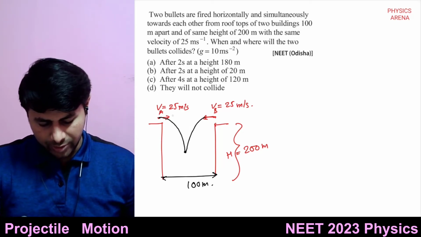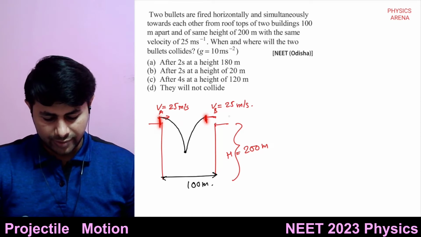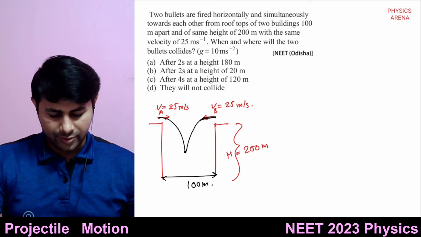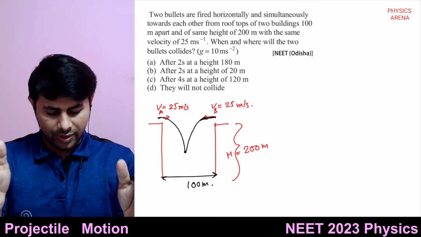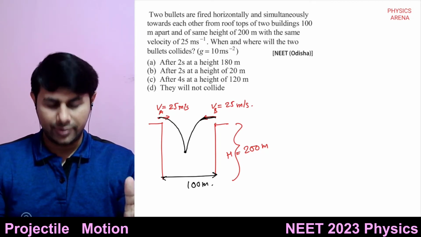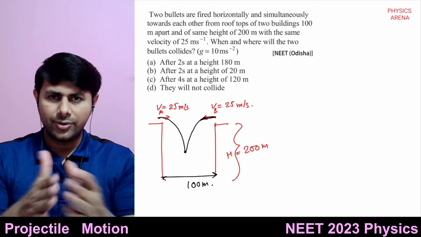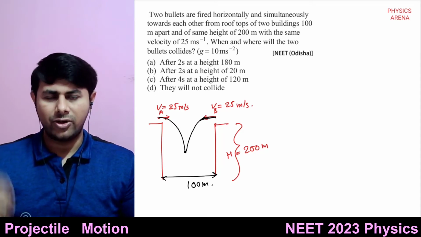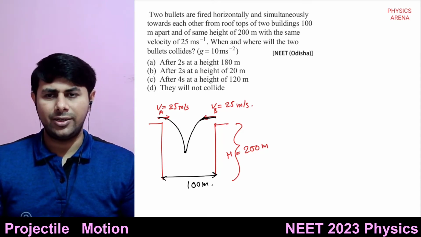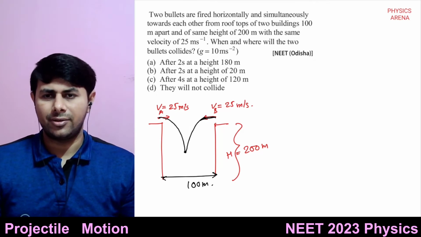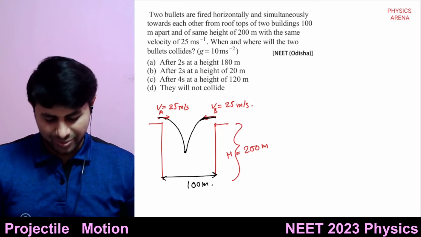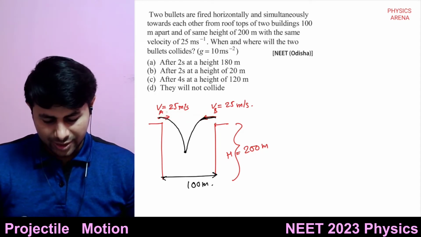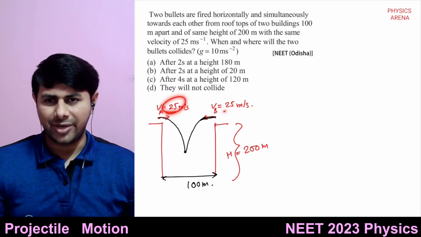So how much would be the distance covered by these two bullets? This is also thrown from this point. They are at a distance of 100 meters from each other. So the relative distance covered by bullet A with respect to B will be how much? The relative distance to be covered is 100 meters. What will be the relative velocity? It is 25 plus 25, 50.